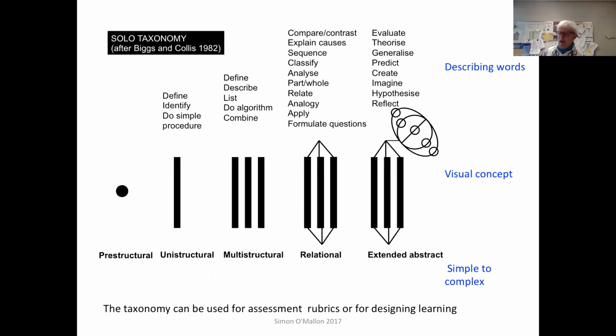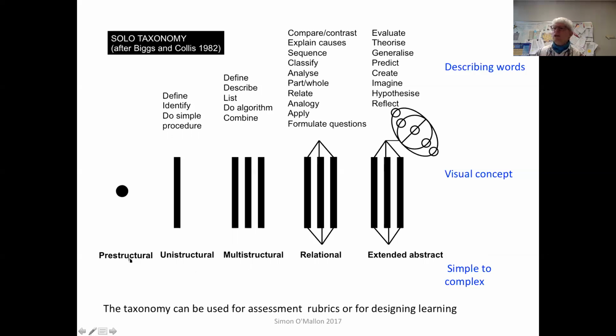I love it because up the top you get your describing words. Basically, pre-structural means I don't know anything. Unistructural means I've got one idea or two ideas. Multistructural means I have a number of ideas, but I don't know how they go together. Relational, I have a number of ideas and I can see how they come together. Extended abstract, I have a number of ideas, I can see how they come together, and they can come together in this other context. So there's the visual for it, and there's the simple to complex concept for it.